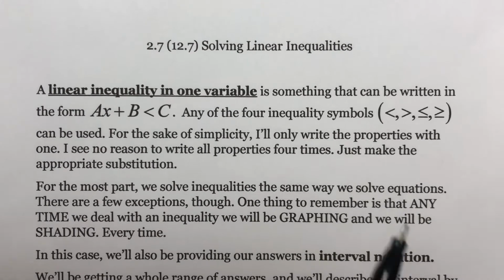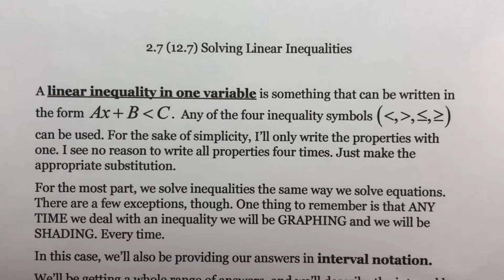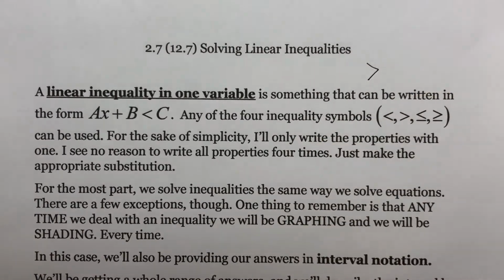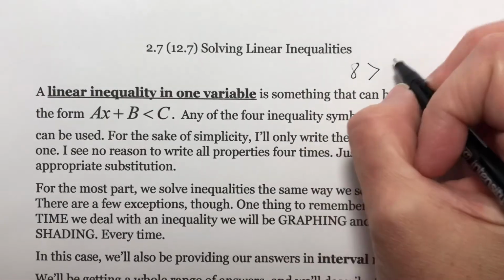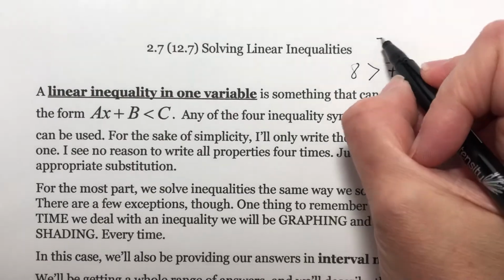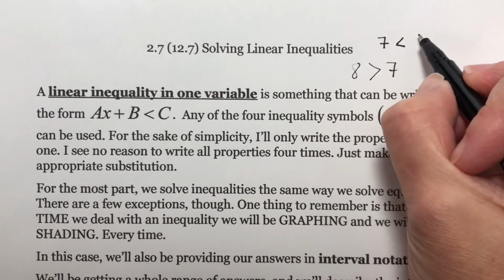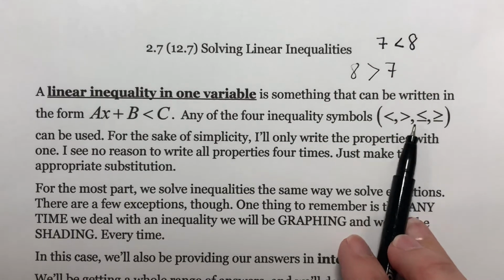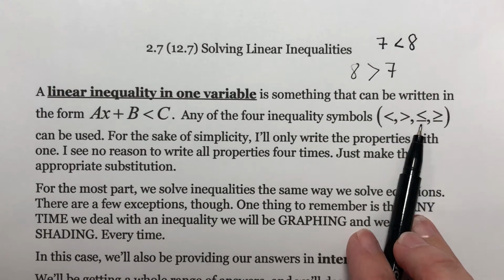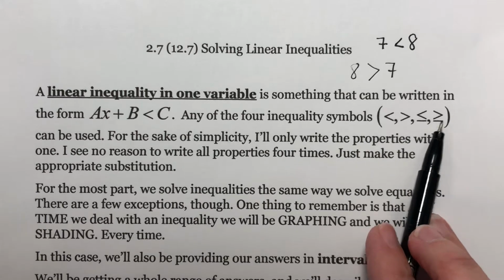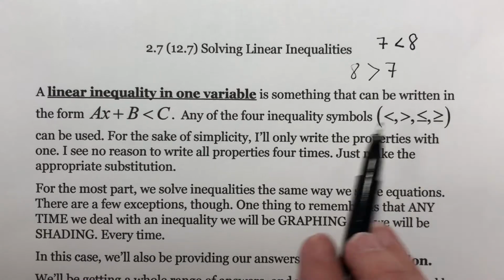When you learn these in, I guess, probably elementary school, you probably learn them as alligator mouths. And the alligator mouth wants to eat the bigger number. So 8 is greater than 7, but if I had 7 on the left, it would be 7 is less than 8. Okay? Equal to just means that you are allowed to be the same thing, or you're allowed to be less than for here, or opposite here, greater than or equal to.